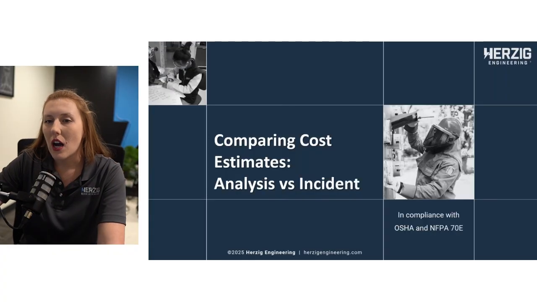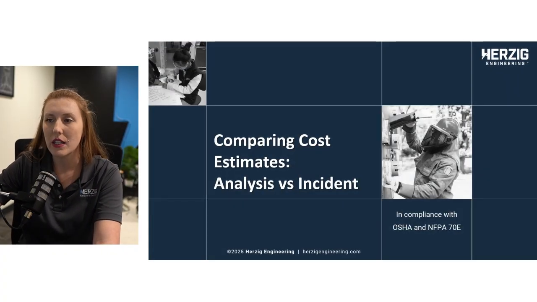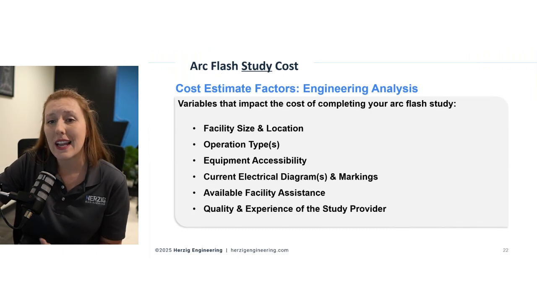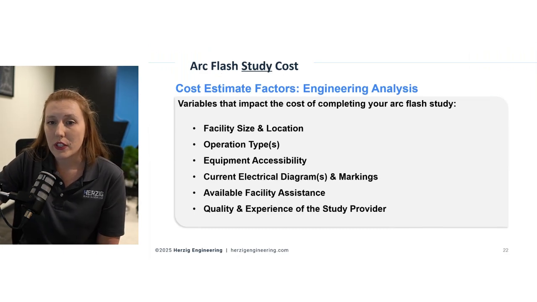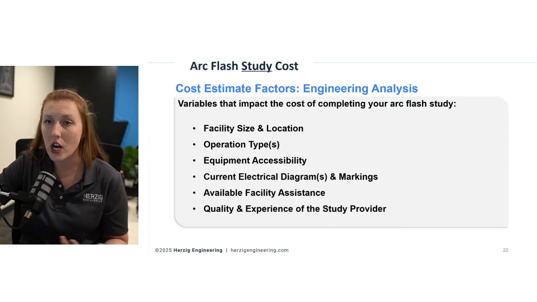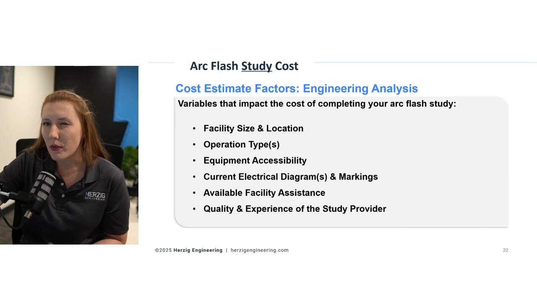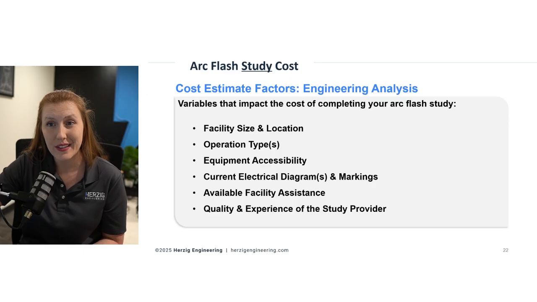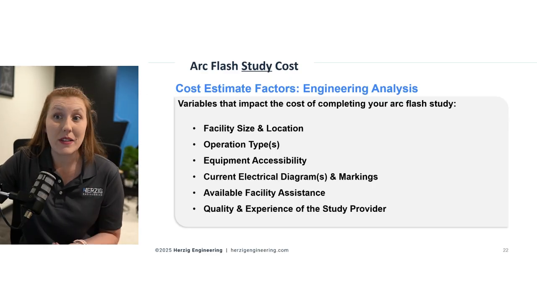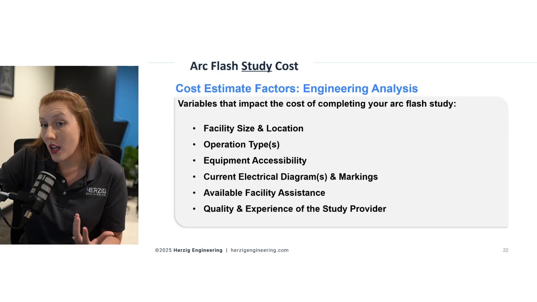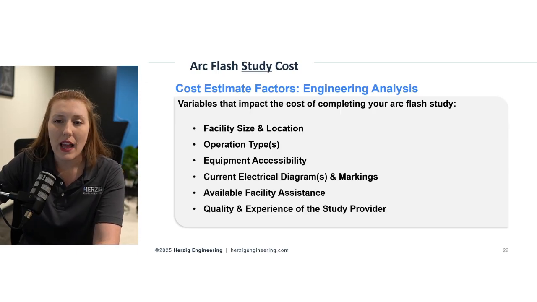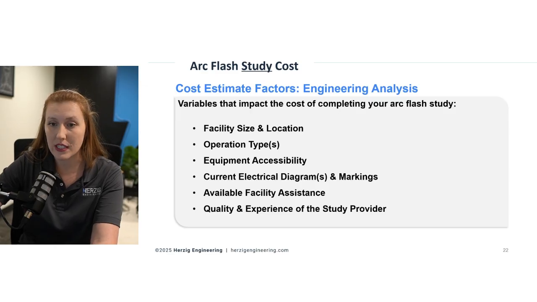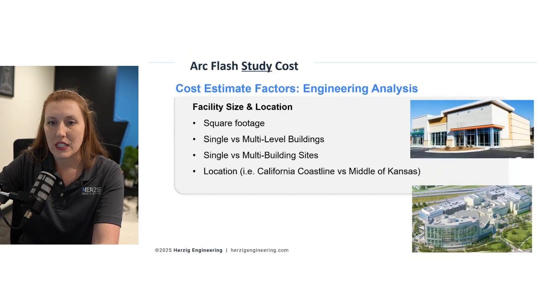Okay, so what are the cost estimates that we can expect? Well, let's start with the Arc Flash study, actually getting that analysis performed. The different variables could include your type of facility, how large is it and where is it located, what is your operation, is the equipment easily accessible or not, do you have current electrical installation documentation, diagrams and markings or not. Do you have qualified personnel at the facility that could assist with the data collection process? And, well, a big factor in cost is who's doing it?